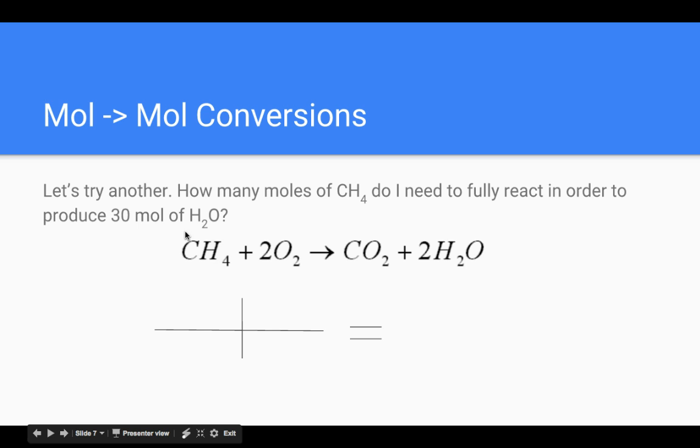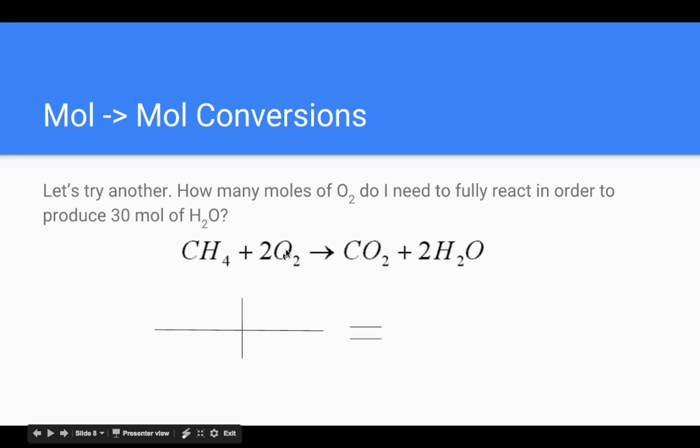Let's try it with a different equation here. How many moles of CH4 do I need to fully react in order to produce 30 moles of H2O? This is kind of the same thing, but in the backwards order. What we know we have is 30 moles of H2O. According to the reaction, each time this reaction goes through, we create 2 moles of H2O, so we write that down here. And in order to do that, it takes 1 mole of CH4. That's our conversion. It crosses out moles of H2O and leaves us with moles of CH4. 30 divided by 2, or times 1/2, gives us 15 moles of CH4.